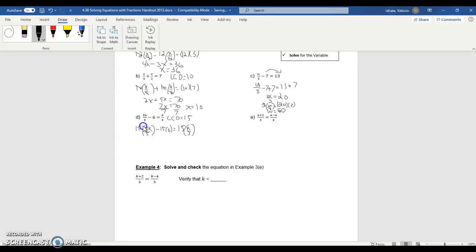And now we can clean this up a bit. So the 5 cancels out. The 15 would become a 3. So be careful here. Don't put 3k because we still have 3 here. So we're doing 3 times 3, which is 9k. So you have to be very careful there. That's a common mistake I see students make, so be very careful. Minus 15 times 6, so that's minus 90, is equal to, the 3 cancels out, the 15 becomes a 5, so 5k.